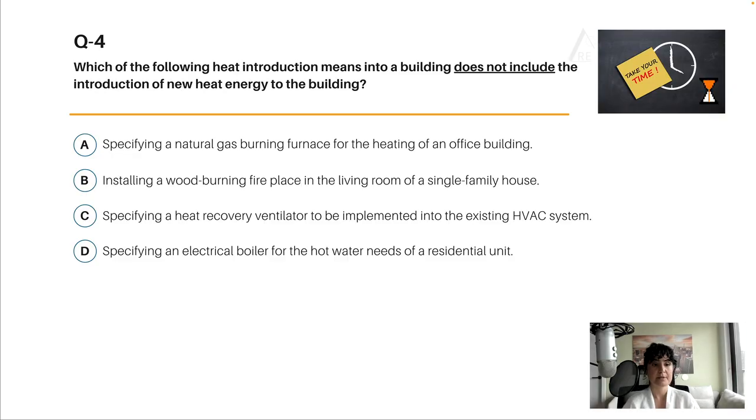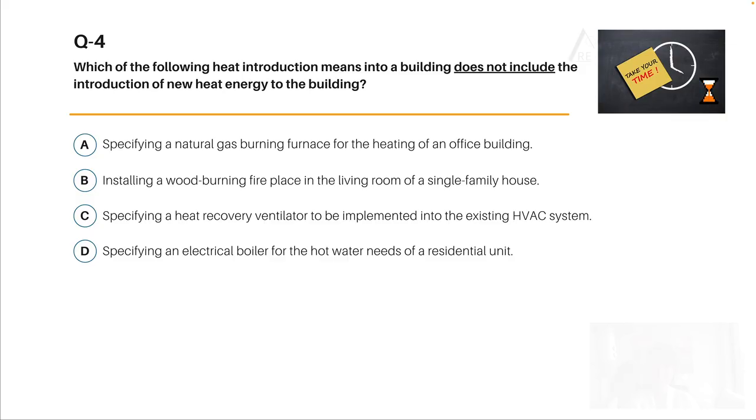Option A. Specifying a natural gas burning furnace for the heating of an office building. Option B. Installing a wood burning fireplace in the living room of a single family house. Option C. Specifying a heat recovery ventilator to be implemented into the existing HVAC system. Option D. Specifying an electrical boiler for the hot water needs of a residential unit. Please take a minute and come back to see the answer.